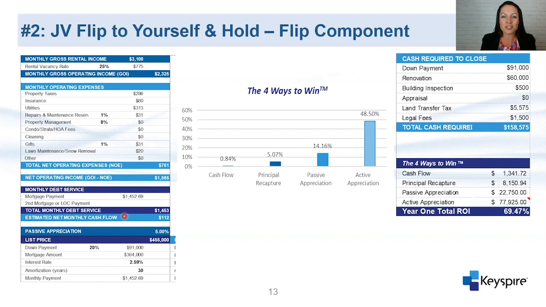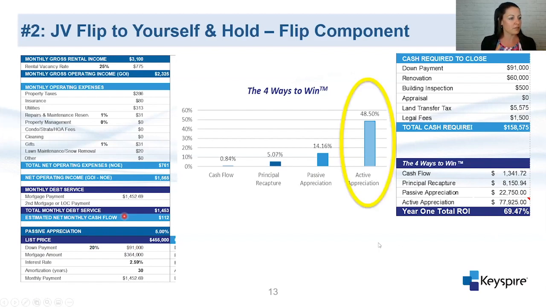So the calculation to solve for active appreciation, and everybody who did their pre-work and the Flip to Yourself course, they would know this, is that you're gonna take your ARV, okay, your after repair value of $600,000, and then you're going to subtract the $455,000 of your purchase price, and then you're going to subtract your renovation cost of $60,000, and then also subtract your closing costs of $7,075, which means the active appreciation is $77,925. And you'll see that I plugged that into my screen here.